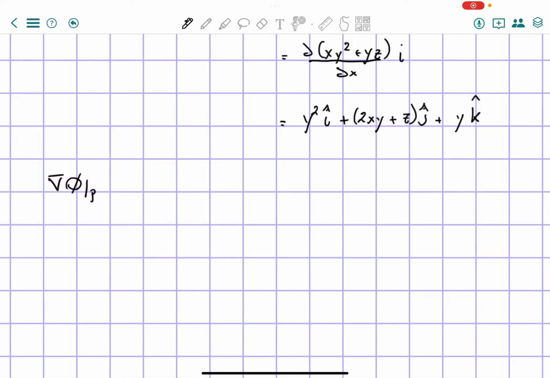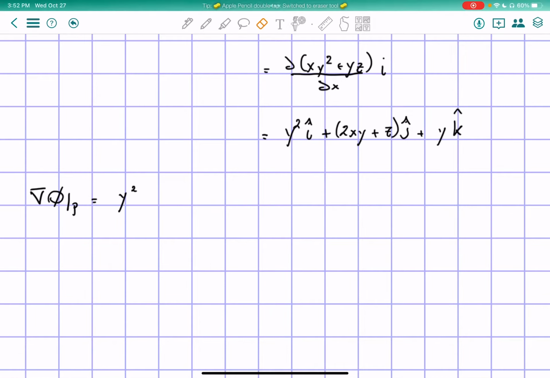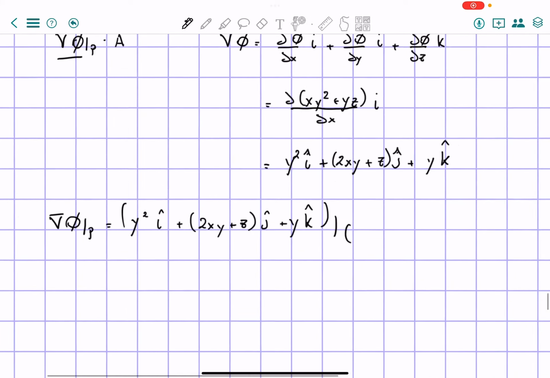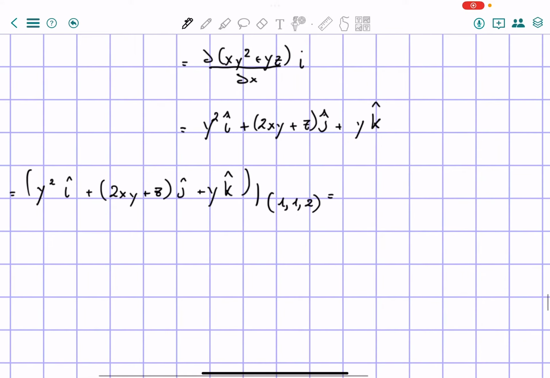That's what this means. This line at the point, the letter P, is at point P. So everything we need to do is simply rewrite this equation that we just got. So y squared, direction of I, plus 2xy plus z in the j direction, plus y in the k direction, and we need to plug in the point P. In this case, our point P is 1, 1, 2. So instead of the x, we're going to write 1. Instead of the y, we're going to write 1. And instead of the z, we're going to write 2.